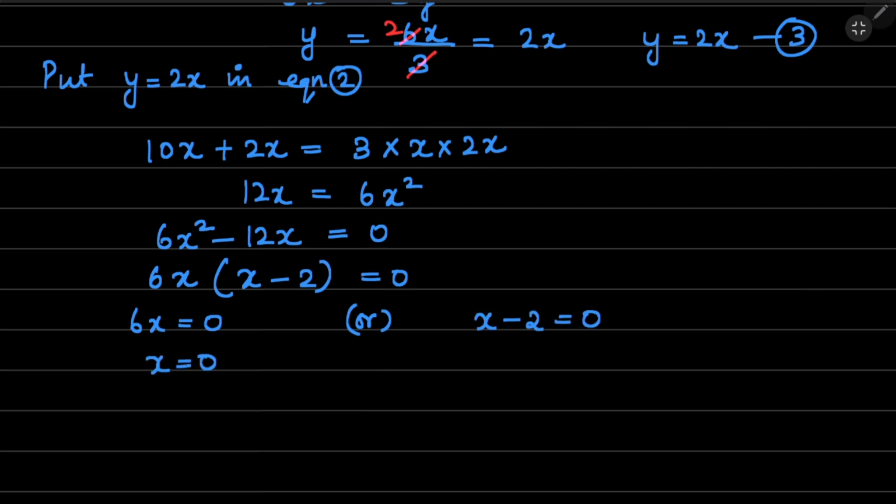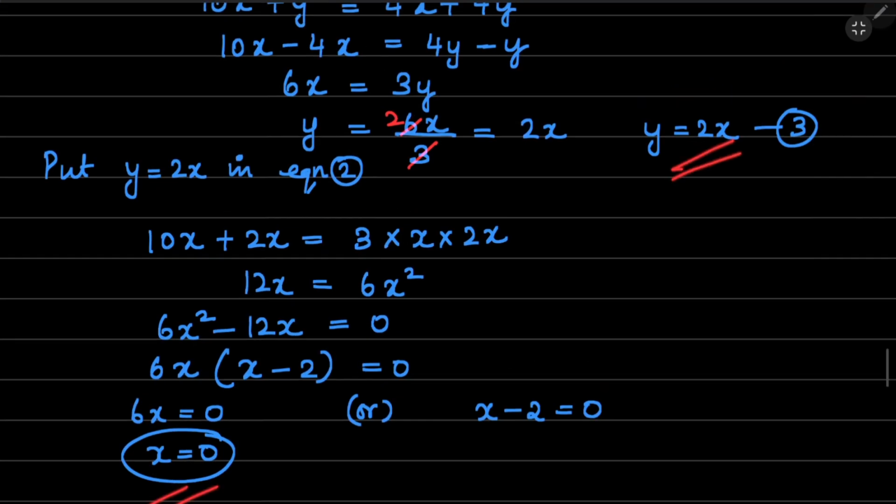Here one root is x equal to 0, which we will not use, because if x equals 0, then y will also be equal to 0.